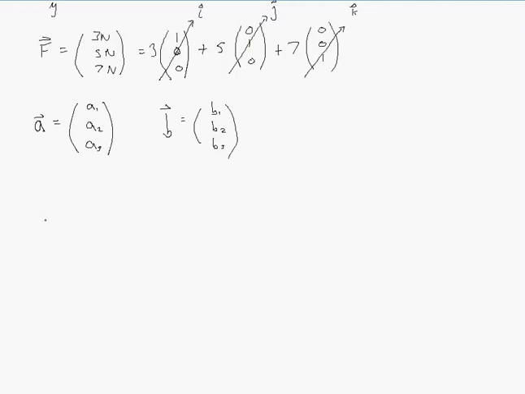Purely by definition, and I won't go into the formal proof as to why it was defined this way, the cross product between vectors A and B is given by the determinant of your unit vectors I, J, and K in the first row, and then your scalars A1, A2, A3 as your second row, and your vector B1, B2, B3 in the third row.